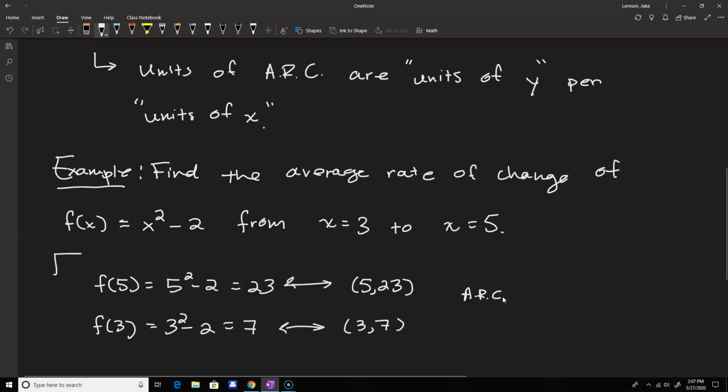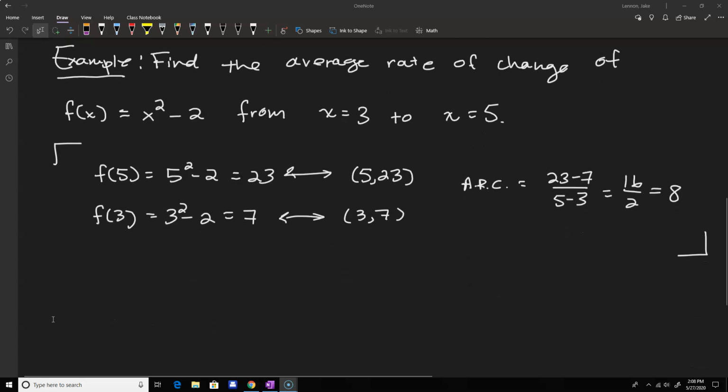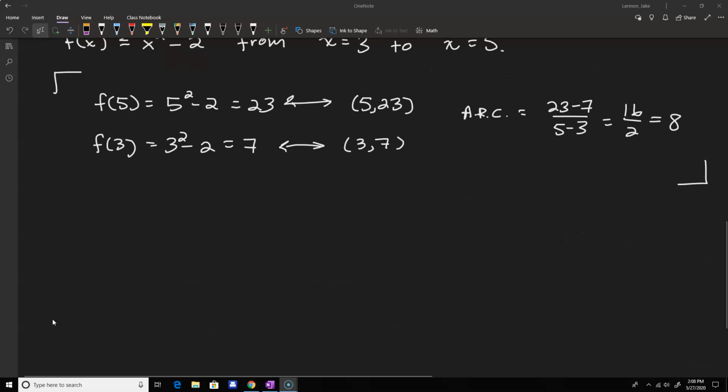So our average rate of change then becomes 23 minus 7 divided by 5 minus 3. So that's 16 over 2, which just happens to be 8. So that's exactly your average rate of change formula for that example. So let's do one more of these, then let's jump into an application example, and then that's pretty much it for this section. Not too much heavy lifting here in terms of new machinery.